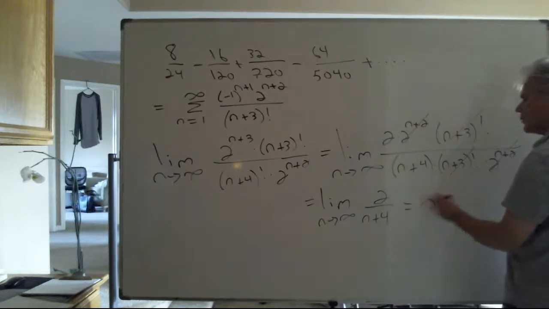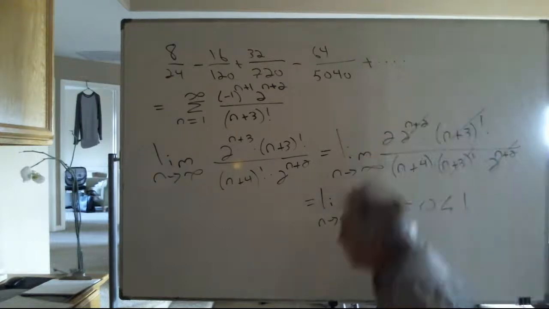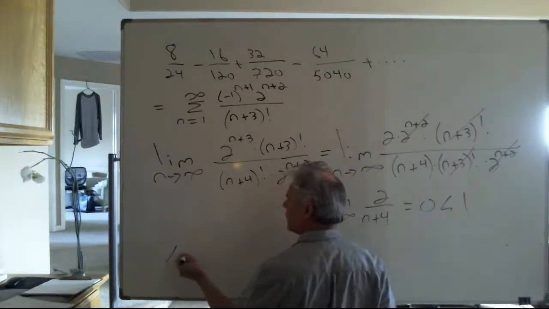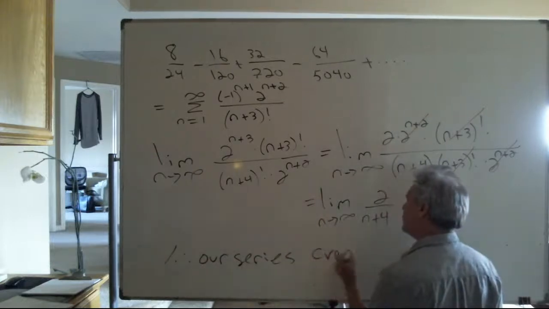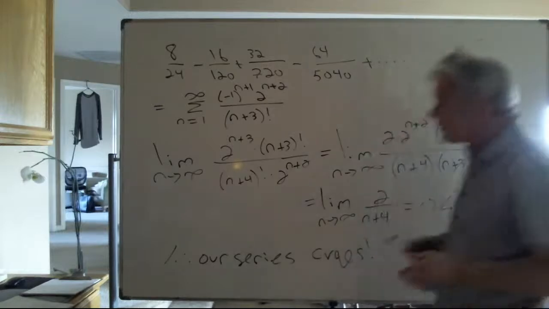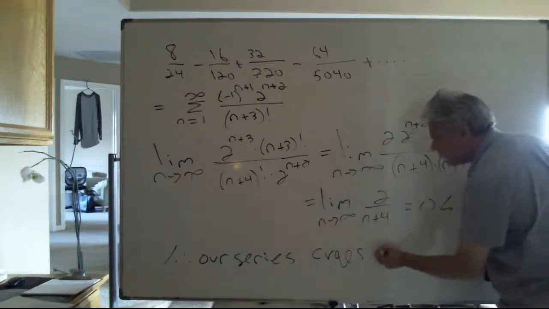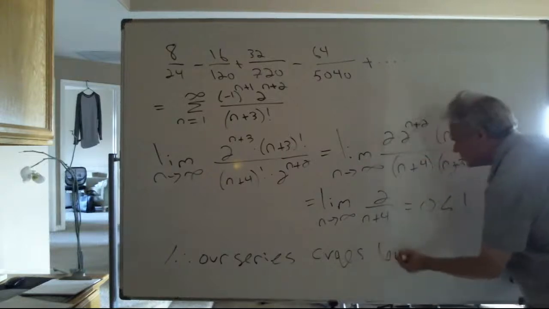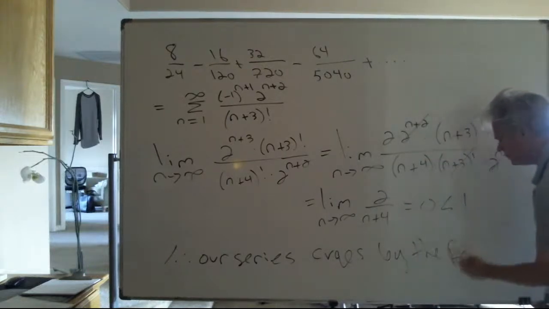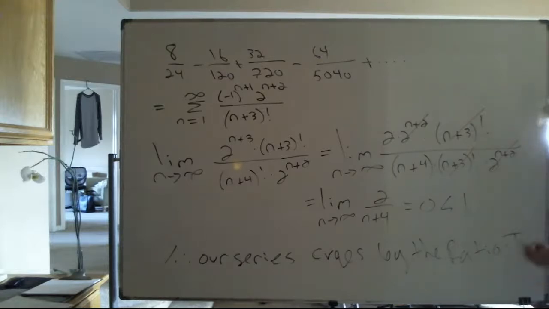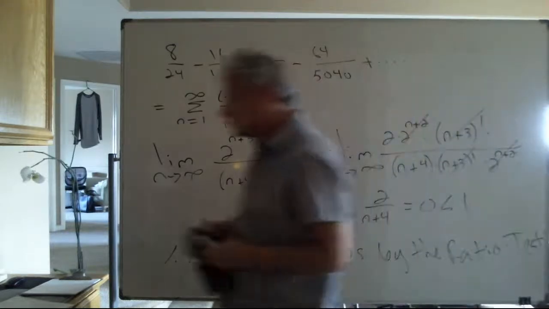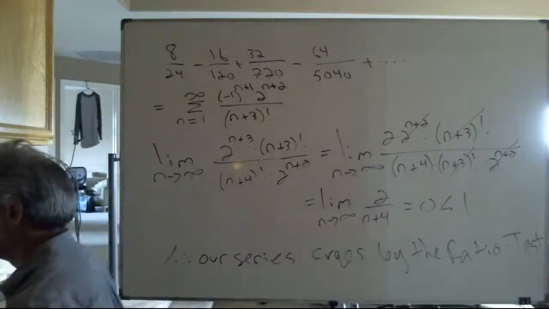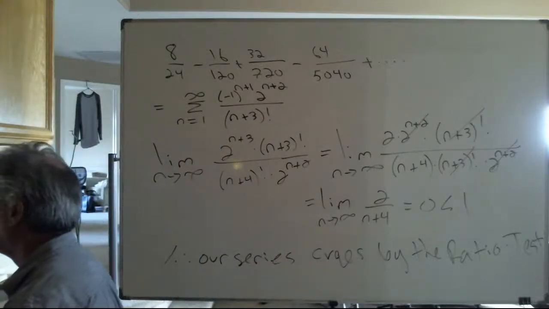But that is equal to 0, which is strictly less than 1. Therefore, our series converges. Converges because it converges absolutely by the ratio test. Again, I can clarify that more easily by saying I converge absolutely by the ratio test, therefore I converge. I should have added that in.